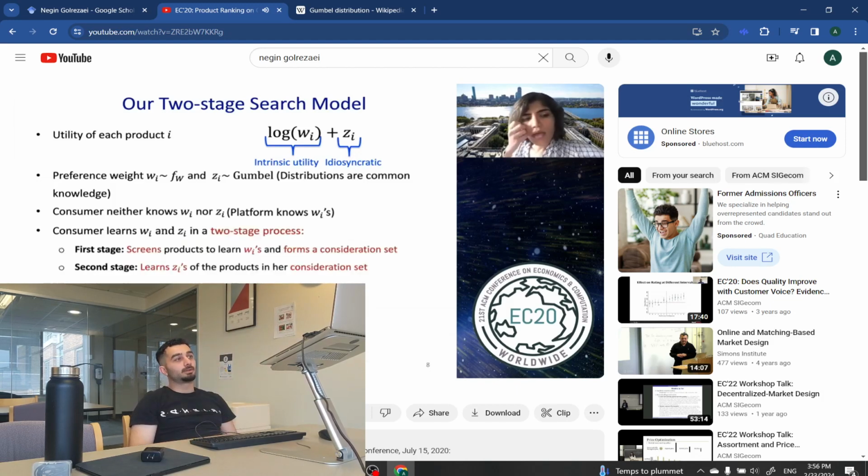Okay, so now let's talk about this two-stage search model. Okay, it's important.